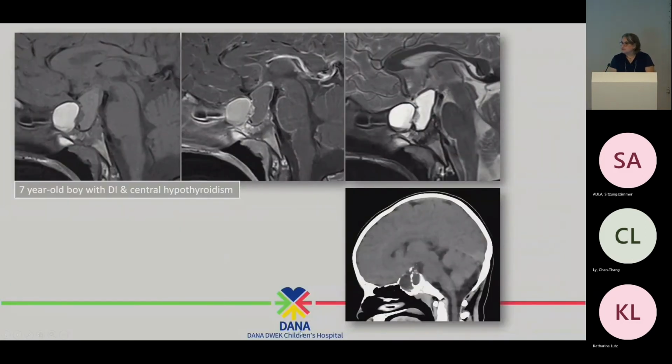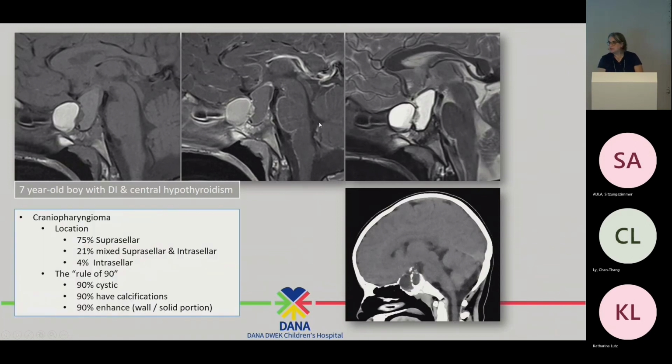So this looks quite different from everything else I'll show you till now. This is a large bilobar mass in a 7-year-old boy with diabetes insipidus and central hypothyroidism. And we see here in the middle between these two cystic structures, which is just different signal intensities because of protein content, it enhances. The CT shows us these gross calcifications. Of course, this is a craniopharyngioma, which actually is more common in the suprasellar region.